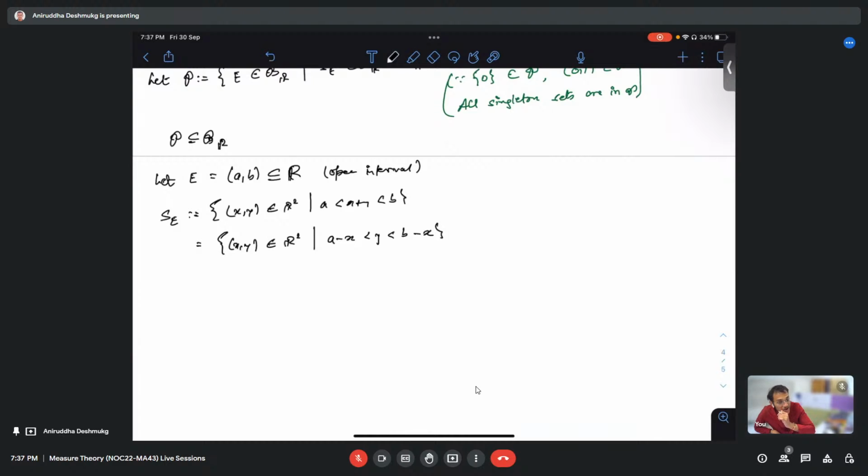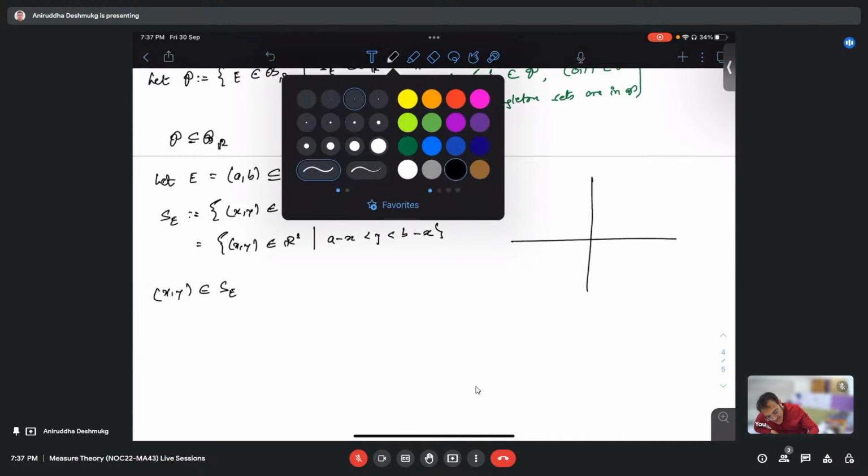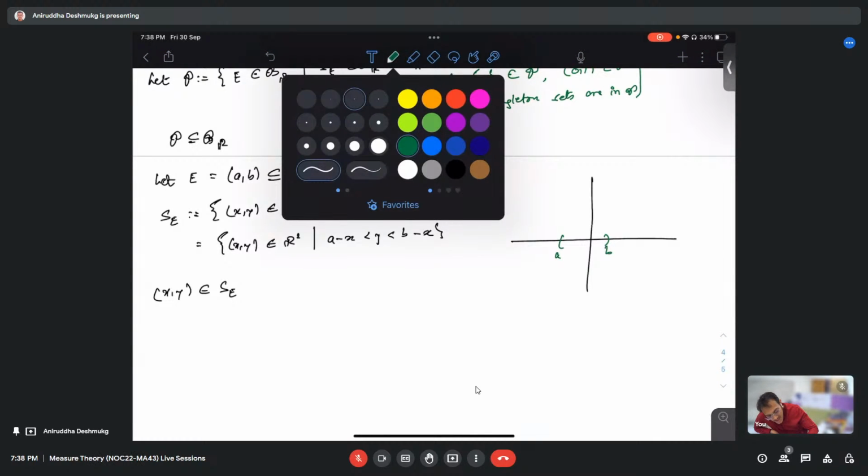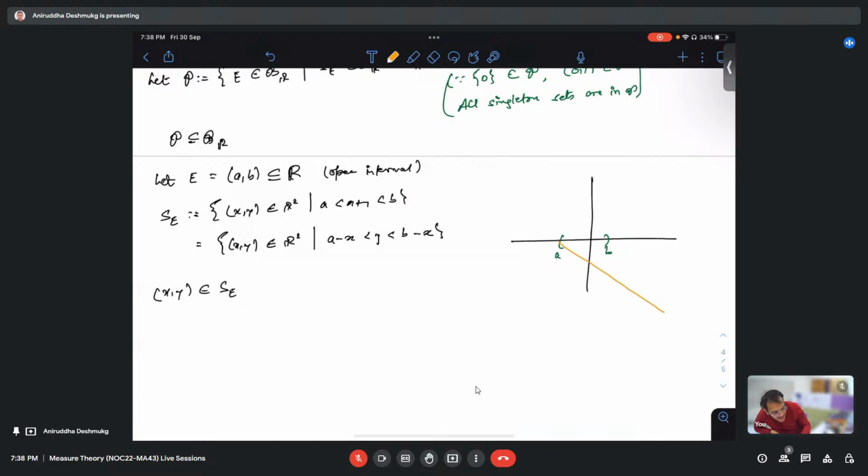To prove that SE is an open set, let us start with some xy in SE. Again, let me draw a diagram that would be easy to visualize, and let us fix this open interval AB here. Then we have seen that the set SE actually looks something like this strip. This is our SE, and the orange lines are not included. So the boundary is not included.